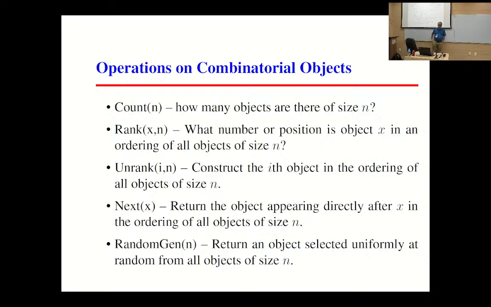But there are a couple of other ones that are also very interesting. One, of course, the simple one that's certainly true is just basic counting. How many objects are there of a particular size n? Then there's a pair of operations that are interesting, which are called rank and unrank. Rank takes an object and tells you where it is in the total order.